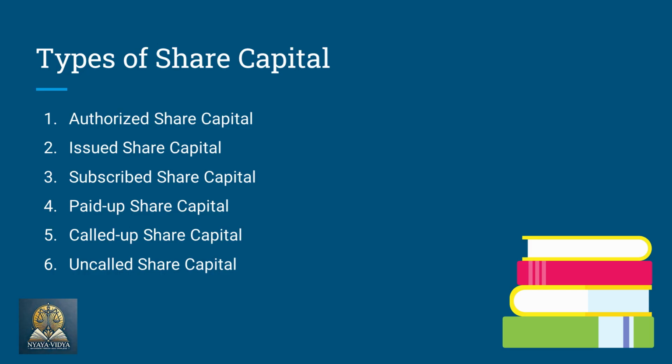The second one is issued. The issued share capital denotes how many shares are offered for subscription. This also involves allotted and not yet allotted shares. So this is issued share capital. And the third one is subscribed share capital. If a shareholder already purchased some shares or agreed to purchase some shares, these two things are collectively called subscribed share capital.